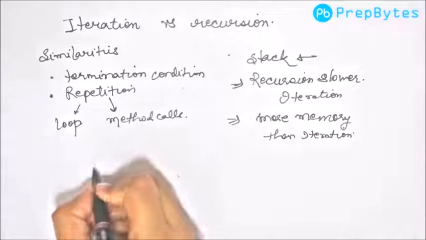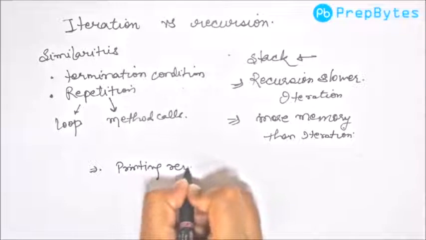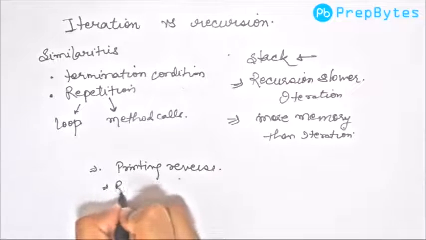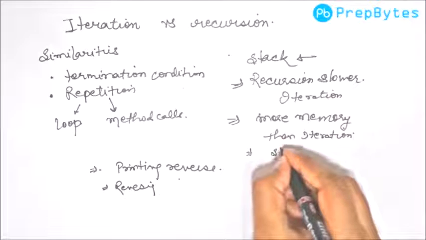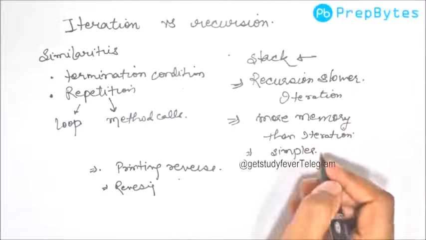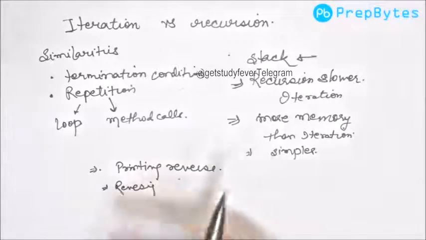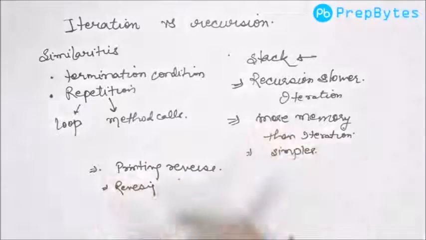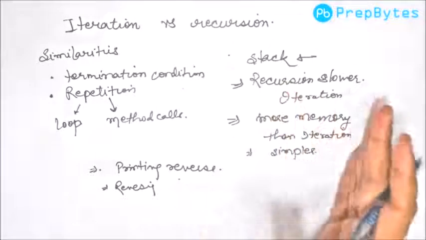So we solved two problems till now. One was printing reverse of a string, another was reversing a string. Okay, one more very basic difference is that the code of recursion is much simpler, because we are avoiding repetition of code, and iteration code goes much bigger. Since here we had small problem statements, the code was small in both cases, but as the complexity of the problem grows, the recursive code is simpler to write.